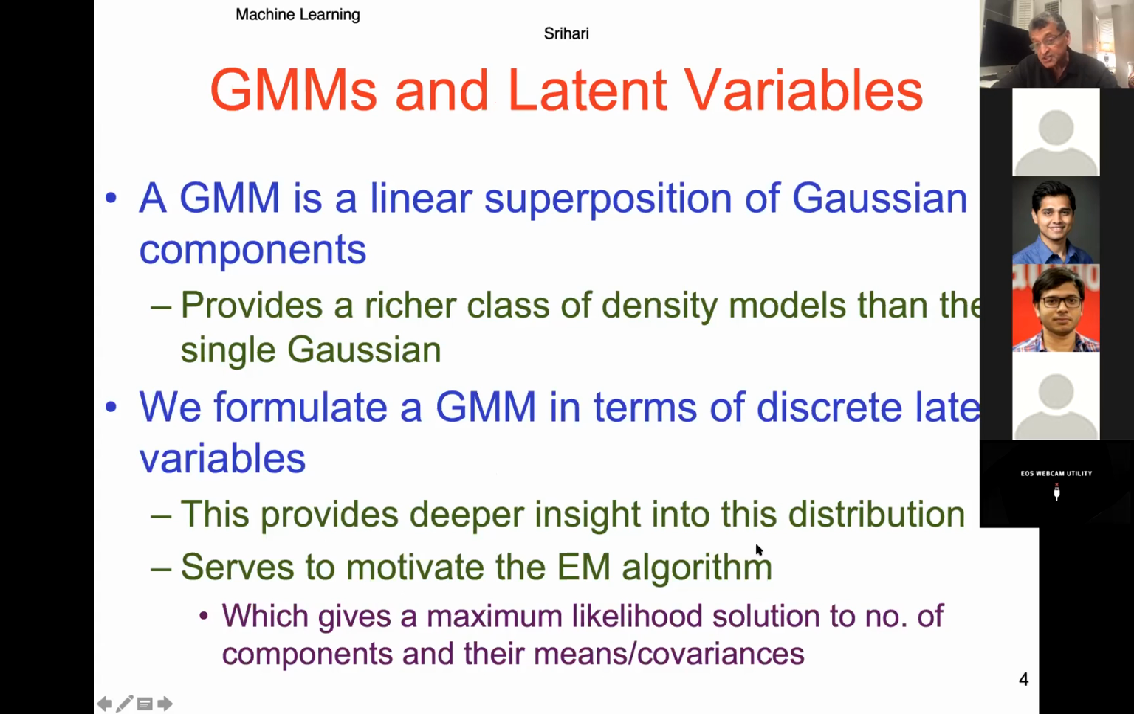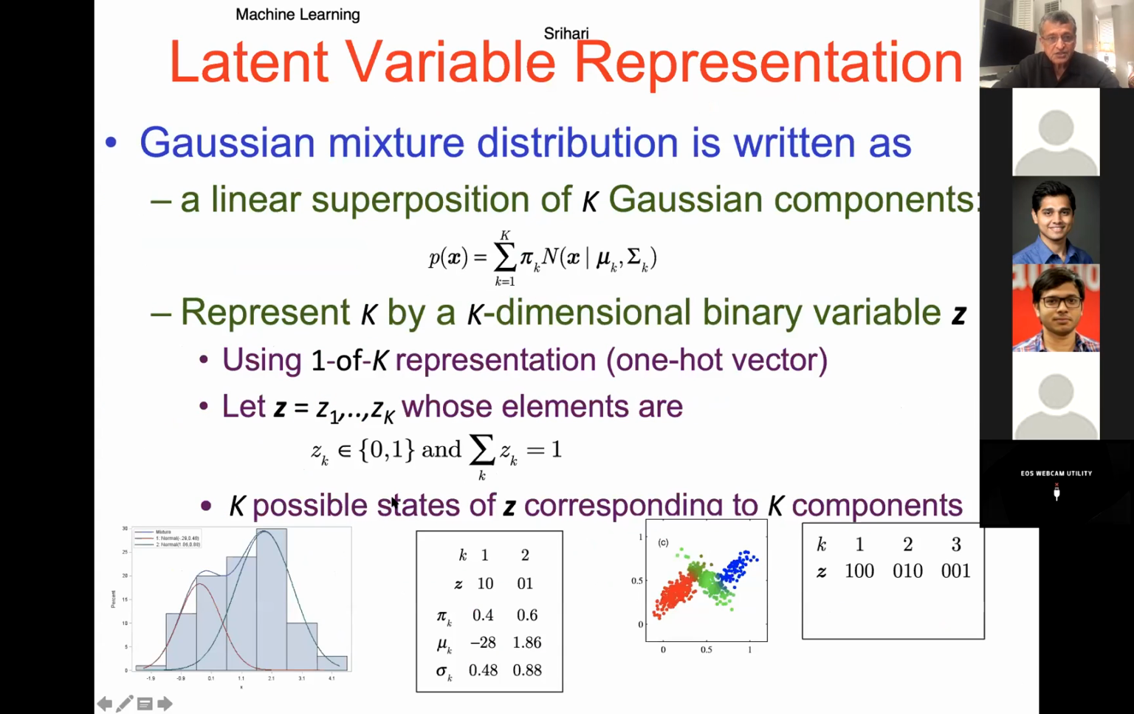So the mixture model is actually a distribution. It consists of a combination of distributions, but it is also a distribution. It serves to motivate the EM algorithm, which gives a maximum likelihood estimate of the number of components and their means and covariances. We already saw that k-means does something like this, but now we are putting it in the framework of Gaussians. So a Gaussian mixture distribution is written as a linear superposition of k Gaussian components.